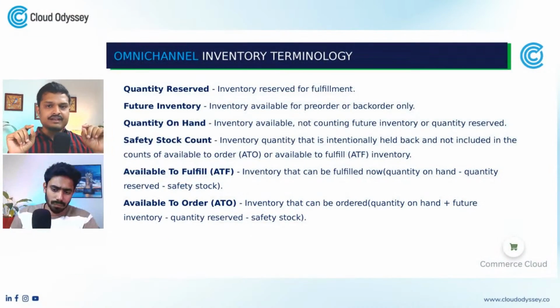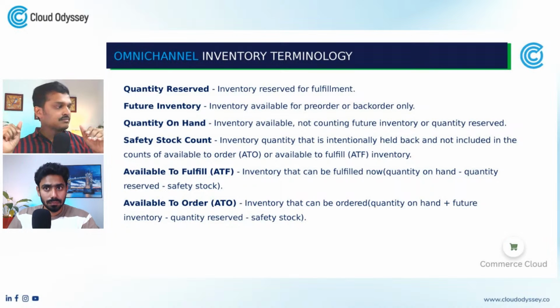Next, the future inventory. The future inventory deals with the pre-order and the back order. So the pre-order quantity and back order quantity, that is nothing but future quantity. What it means, right? The inventory is not available today, but it will be available in the future. That is nothing but pre-order and the back order. Next, quantity on hand. So how much quantity we have currently in our locations, that is quantity on hand, right? It doesn't consider the future inventory or quantity reserved, nothing. So how much quantity we have currently at this point in time, that is quantity on hand.